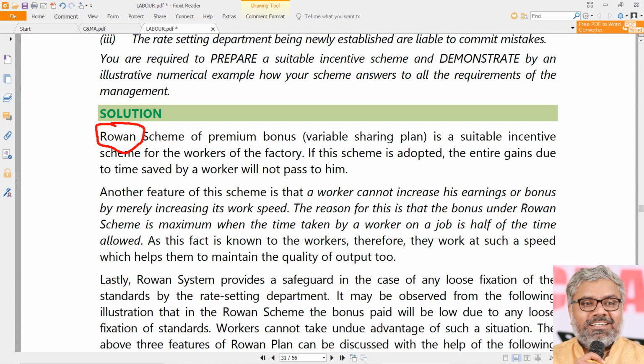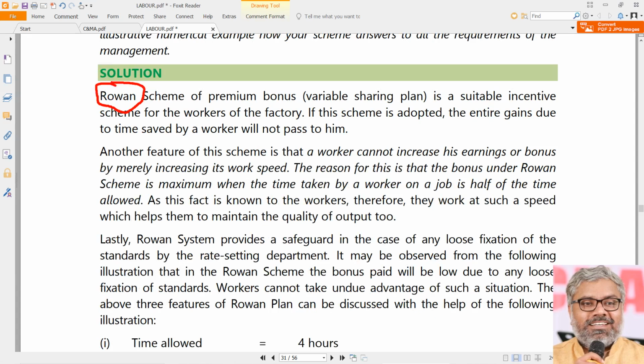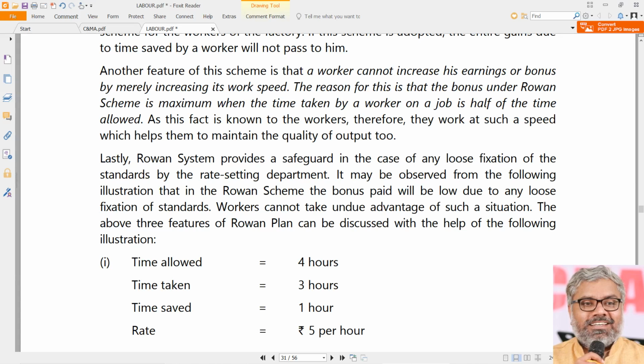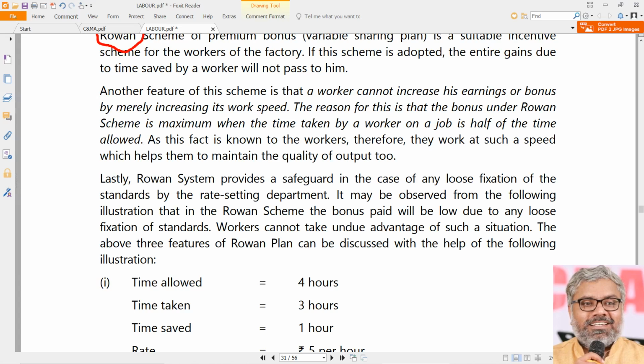That is a variable sharing plan because it doesn't have a fixed amount of 50% there. So Rowan scheme is always a suitable incentive scheme. If it is adopted, the entire gains will not pass to him. That is the first point. And also in this scheme, the worker cannot increase his earnings by merely increasing his work speed. Even if the work is done speedily and time is saved, there may not be any additional benefit to the worker.